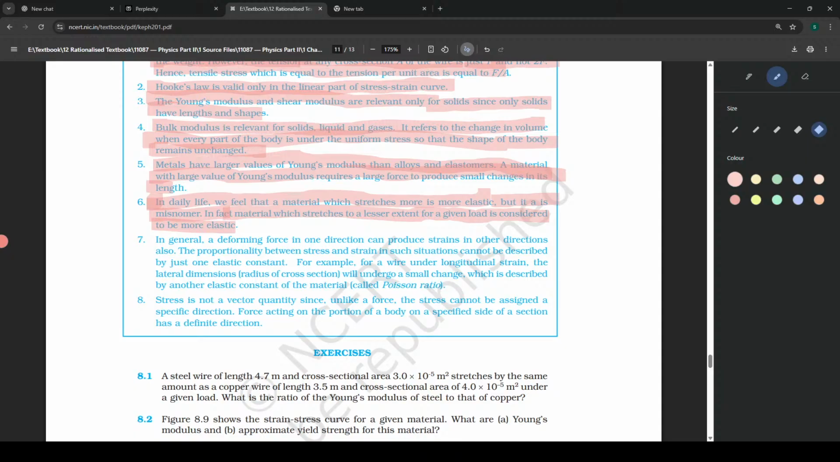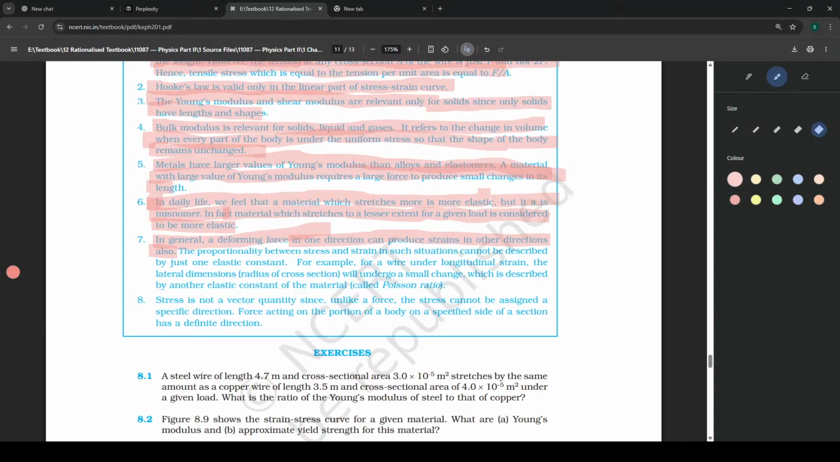The higher the elastic region, the OA distance, or the region under the OA graph, the more the elasticity. In general, a deforming force in one direction can produce strains in another direction also. If we consider a deforming force in one direction, it can produce strains in other directions also. This is like Poisson's ratio, where lateral strain is directly proportional to longitudinal strain.